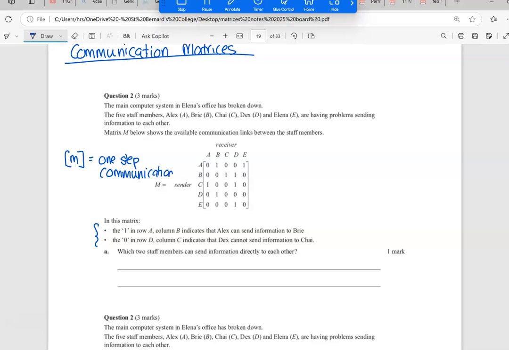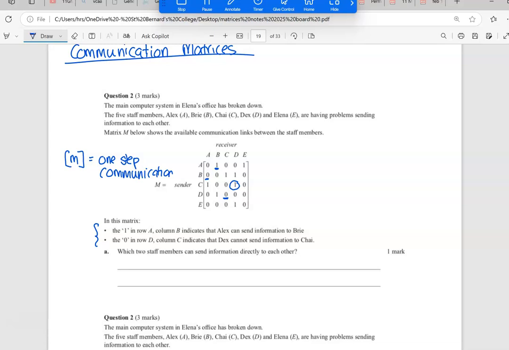The question here for part A is, which two staff members can send information directly to each other? If you have a look, A can send to B, but B cannot send to A. So it's not going both ways. Is there one where there's both options? Someone suggested C and D. If we look along, C can talk to D. Now if we go along the D row, no, we don't have it. D can't talk to C either.